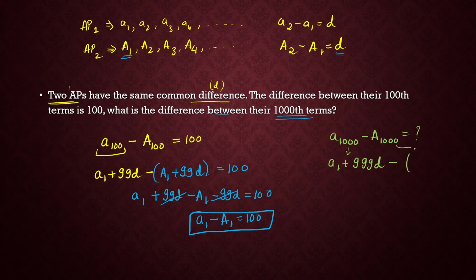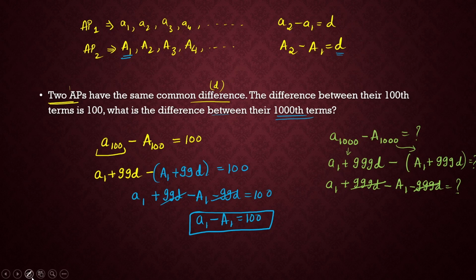minus this one, I can write it as capital A1 plus 999, common difference is again d, and we need to find this value. So if I open the bracket, it becomes a1 plus 999d minus capital A1 minus 999d is equal to how much we need to find out. Now these two will get cancelled off. So what is left out? It is nothing but a1 minus A1. From this equation, I get to know that a1 minus A1 is 100. So the difference between the thousandth terms is also equal to 100.